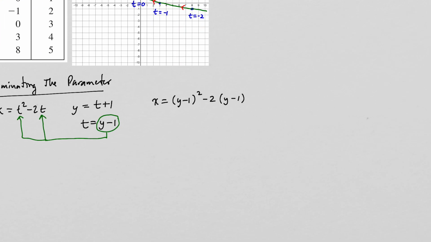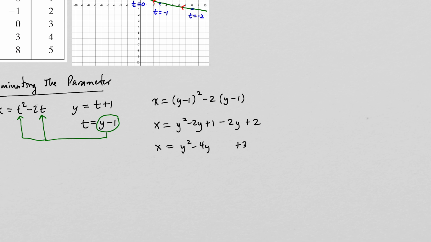Now, if we multiply this out, we're going to have x equals y squared minus 2y plus 1 minus 2y plus 2. And this gives us y squared minus 4y plus 3. Now, another thing that could be done here is we can complete the square on this expression. And we can do that by simply moving the plus 3 a little bit farther out here.